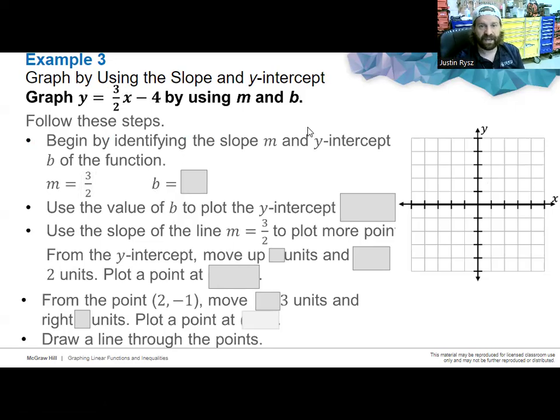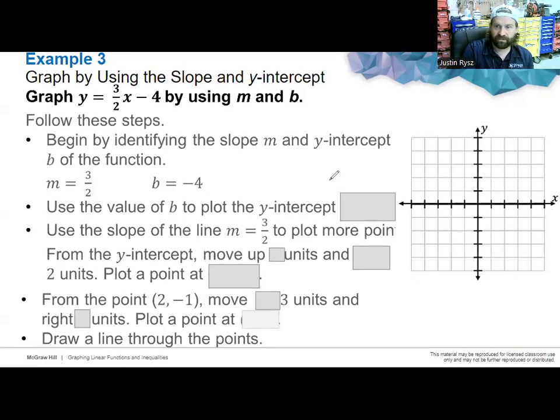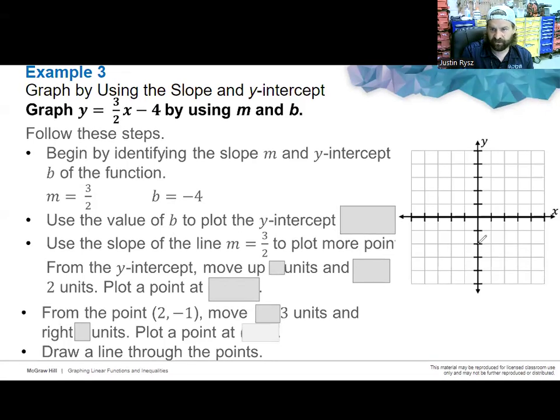And then our b is what's added at the end. Technically, we are adding a -4. So our b is -4. What we want to do first is to plot the b, which is the y-intercept. This is slope-intercept form. Our intercept is at the end. Just because it's at the end doesn't mean anything. It means it's going to be the first thing we do here. So at -4, we're going to put our point. So this is our starting point.